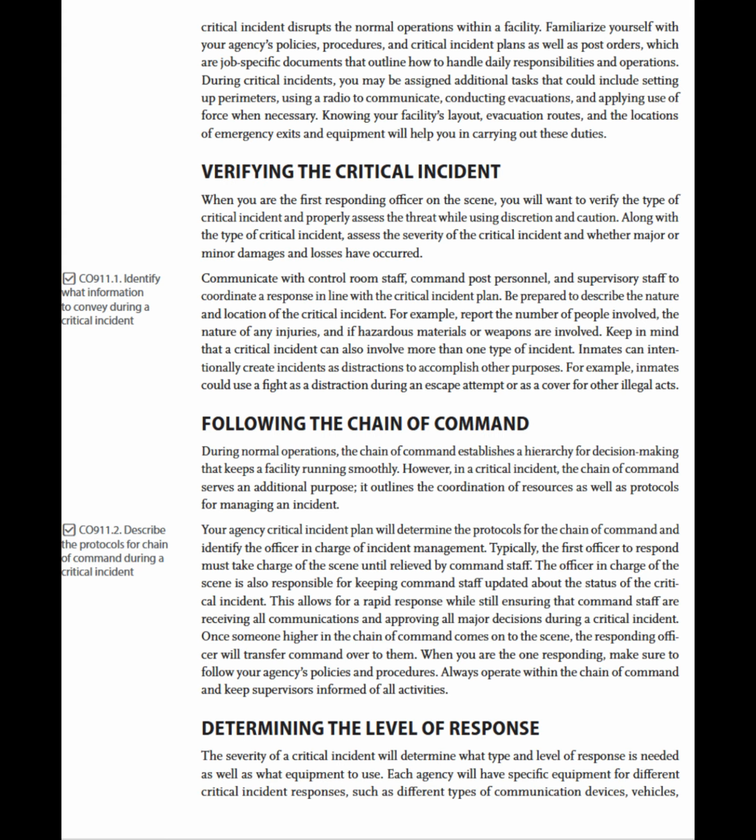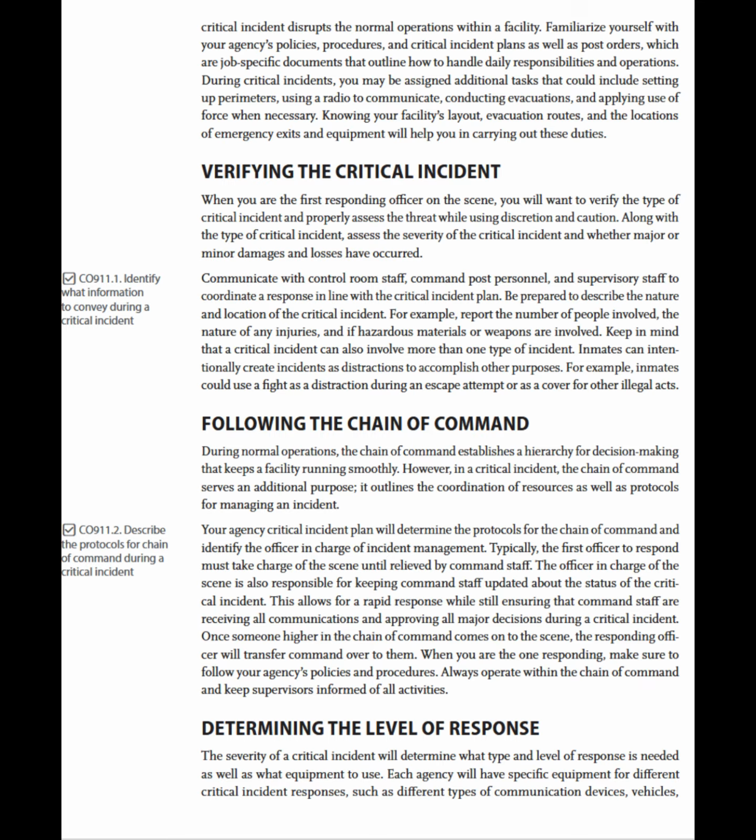Once someone higher in the chain of command comes onto the scene, the responding officer will transfer command over to them. When you are the one responding, make sure to follow your agency's policies and procedures. Always operate within the chain of command, and keep supervisors informed of all activities.